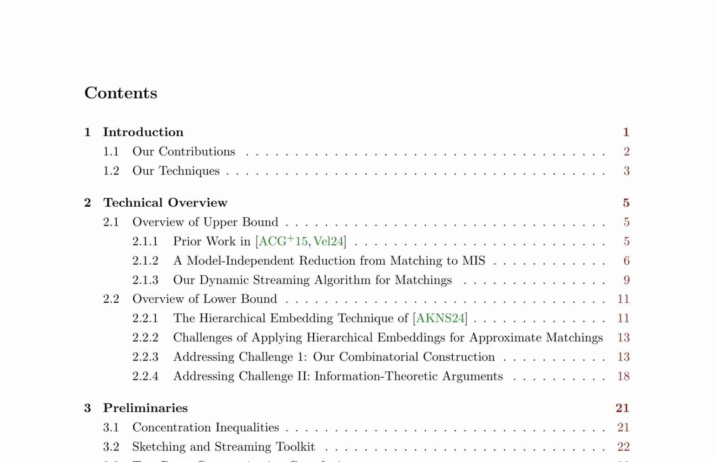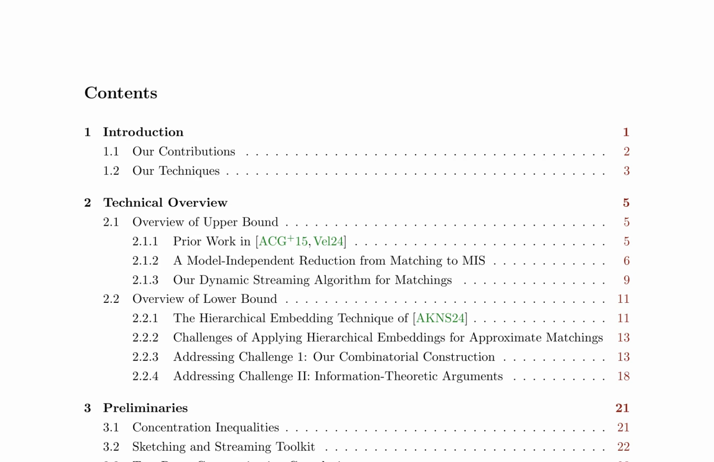The lower bound is established using a hierarchical embedding technique, originally proposed by AKNS24, along with combinatorial constructions and information-theoretic arguments. These methods address specific challenges in applying hierarchical embeddings for approximate matchings, ultimately leading to a tight bound on the computational resources required for solving this problem.